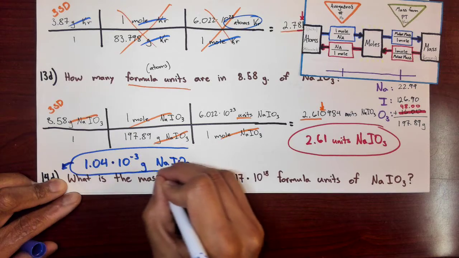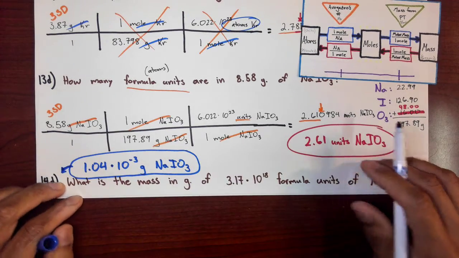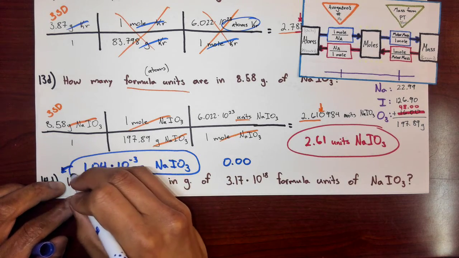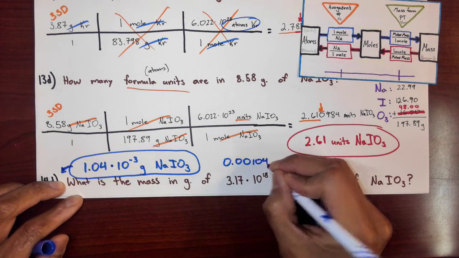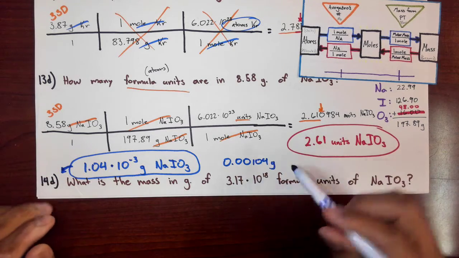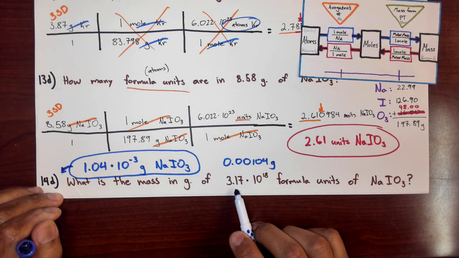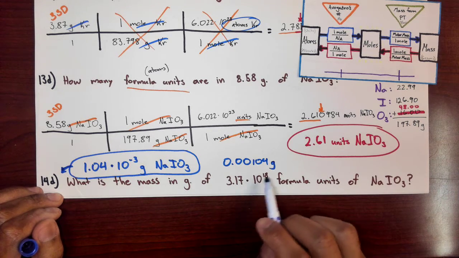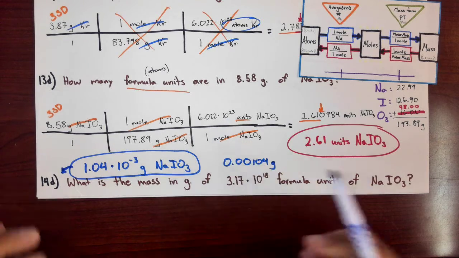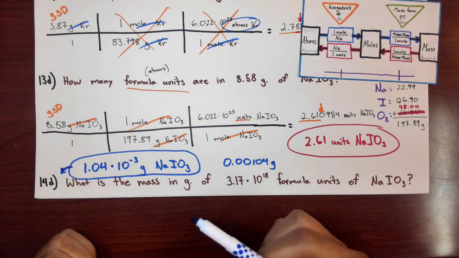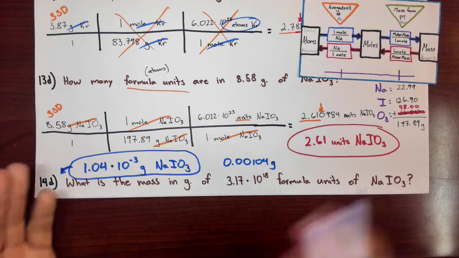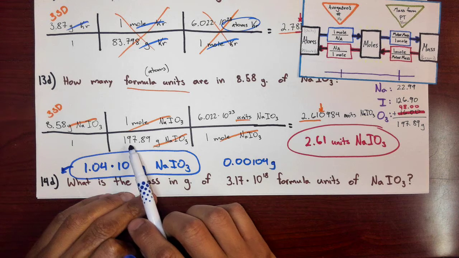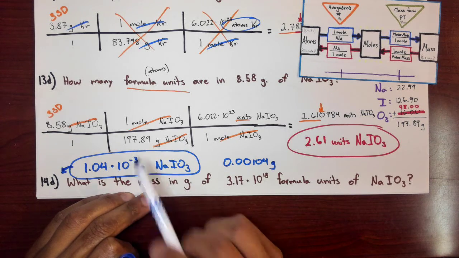It is possible to have a negative exponent, because that just means it's going to be 0.00, let's see, 1, 2, 3, yeah, 0.00104 grams of sodium iodate. And that does make sense, because here you have 3.17 times 10 to the 18th formula units. We know that 10 to the 18th is less than Avogadro's number, so it's going to be less than 1 mole. Since it's less than 1 mole, it's obviously going to be much less than 1 gram, because we know that the molar mass of sodium iodate is 197.89.